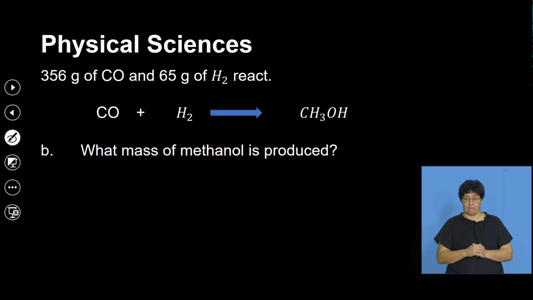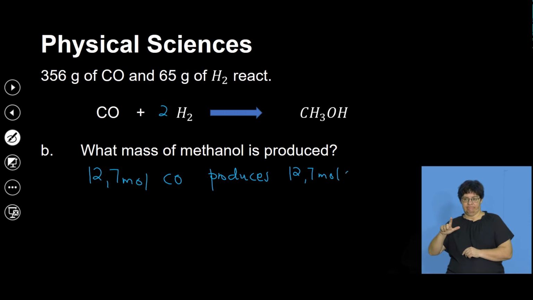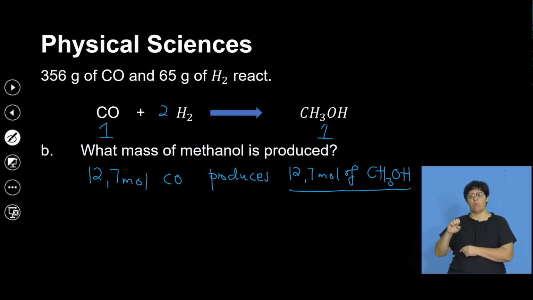So we have 12.7 moles of carbon monoxide producing 12.7 moles of methanol, which is CH3OH. That's the stoichiometric ratio, because it's 1 to 1 from the balanced equation of reaction. So we ask ourselves, in 12.7 moles of methanol, what is the mass of methanol?